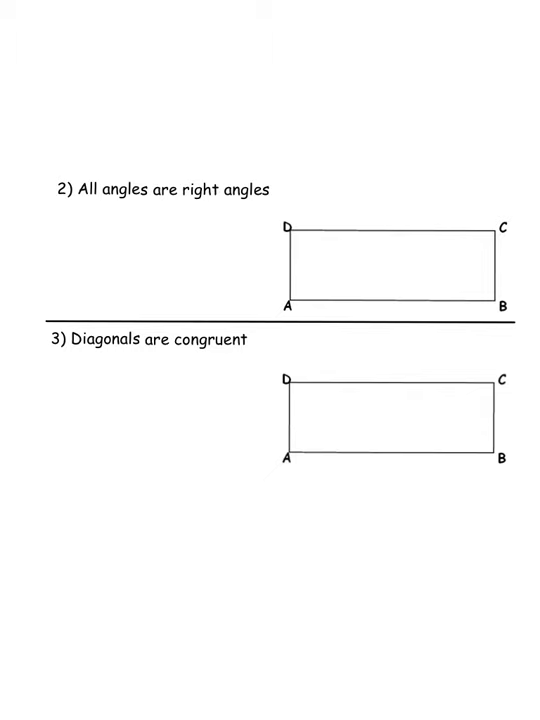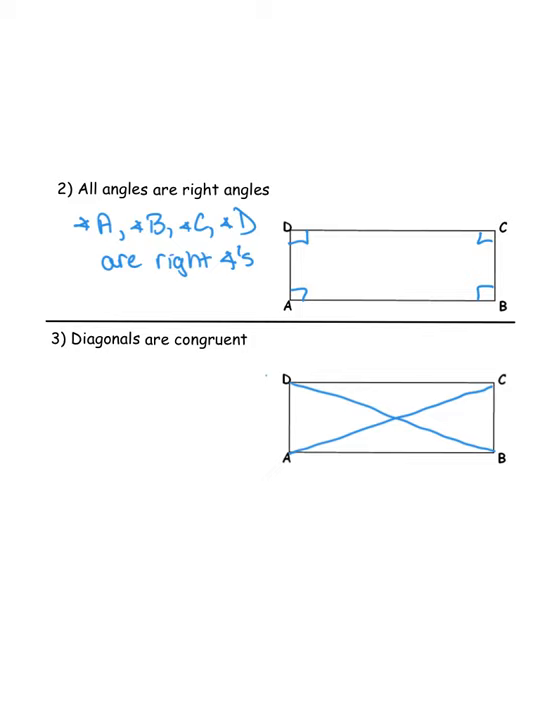What makes a rectangle different is that all angles are right angles. So I can draw little boxes in here to show me that I have right angles, and we can say angle A, angle B, angle C, and angle D are right angles. The other property that makes a rectangle unique from a parallelogram is that the diagonals are congruent. So if I measured from D to B, and I measured from A to C, they would have the same length. So AC is congruent to DB.